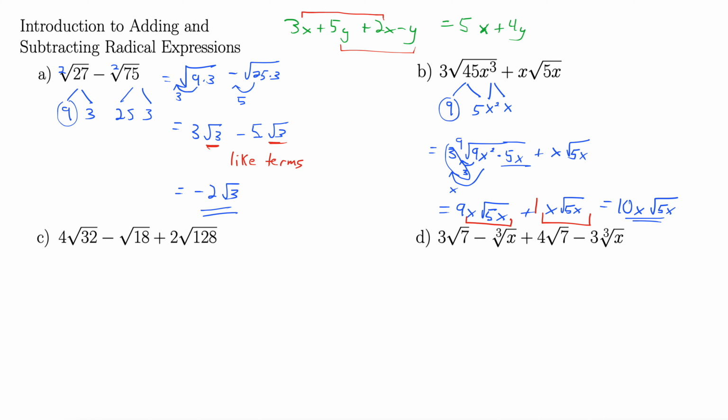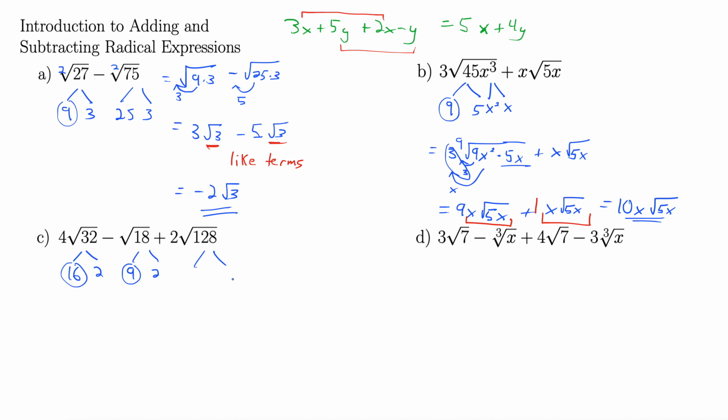Let's try C. 4 rad 32 minus rad 18 plus 2 rad 128. Hopefully we can get these to have the same configurations of radicals so that we can combine like terms. That's what we're always looking to do here. Let's see, 32, we're looking for perfect squares inside the factors of 32. Well, how about 16 and 2? There's our perfect square. 18, same idea. 9 and 2, there's our perfect square.